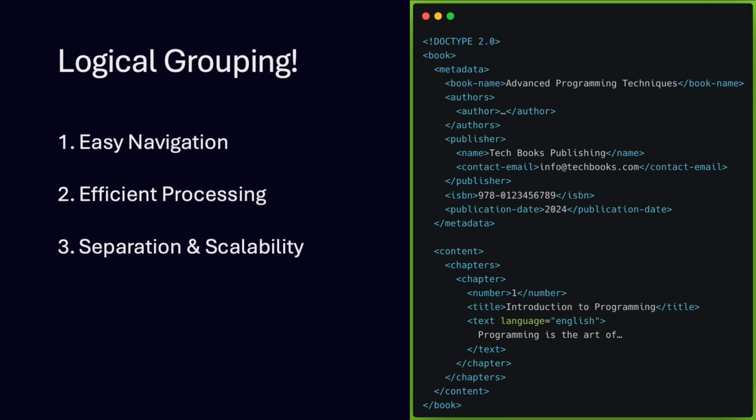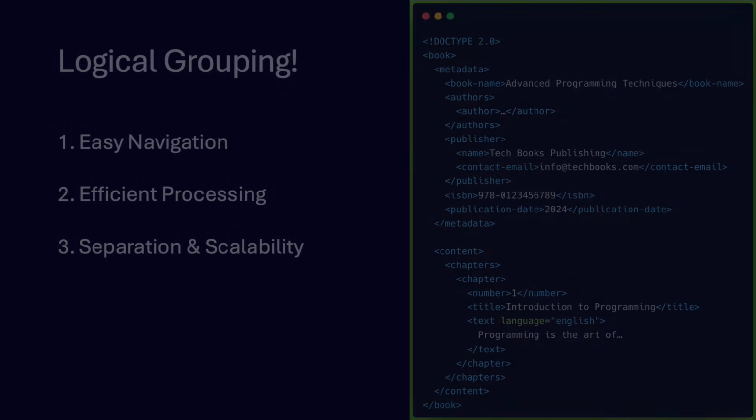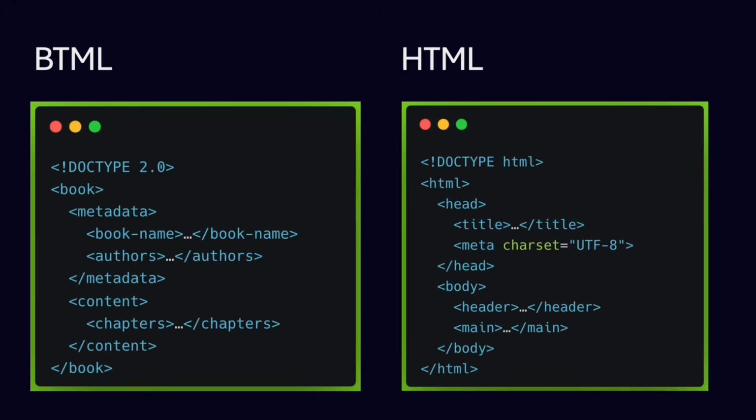Third benefit is clear separation and scalability. I can now add new metadata tags without cluttering the content area and vice versa. And this is exactly how HTML works. HTML uses structural elements to organize page content. The head section contains metadata about the web page, like title and author, just like our metadata section. The body section contains the actual visible content, like heading, paragraphs, images, just like our content section.